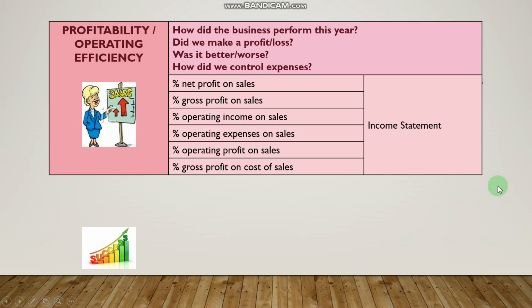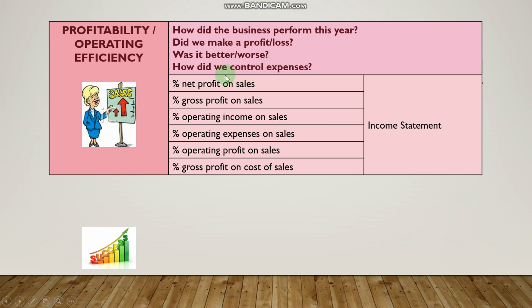The next category that I want to look at is called profitability, and sometimes it's referred to as operating efficiencies. The preferred term here is profitability, and let's look at the questions that this category of financial indicators would be addressing. First of all, the questions: how did the business perform this year? Performance, you know, its income statement. How did we do this year? Did we make a profit or did we make a loss? And was it better than last year or worse than last year? So we bring a small type of comparison as well.